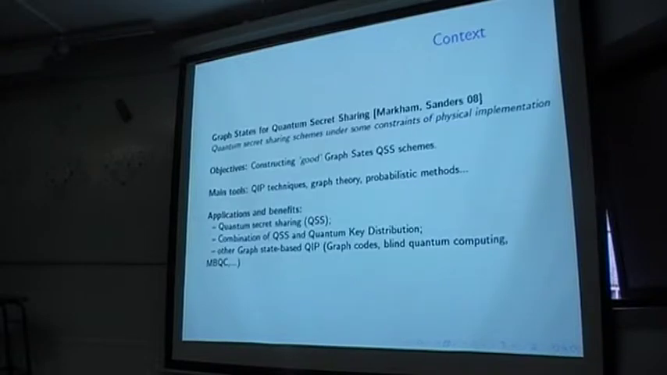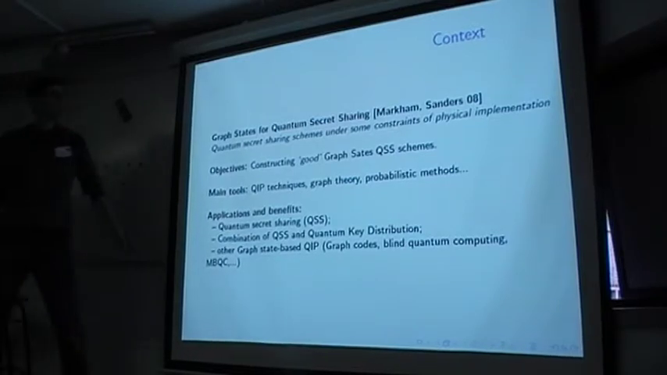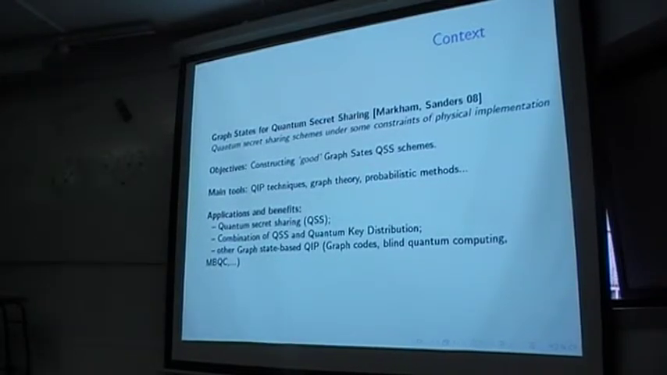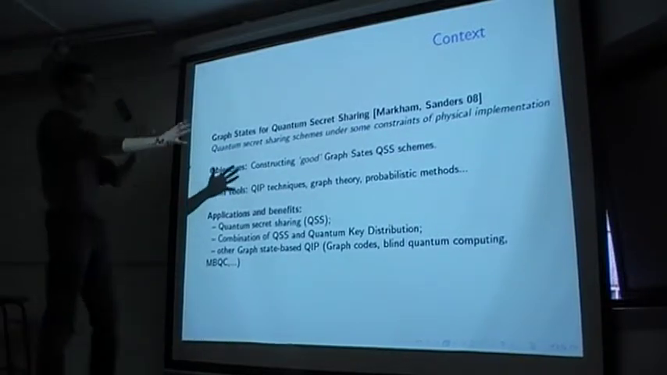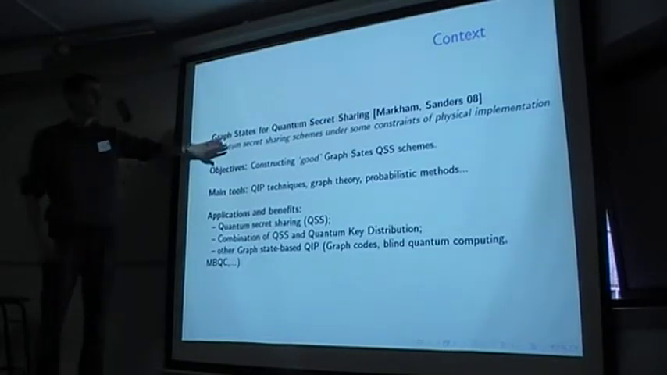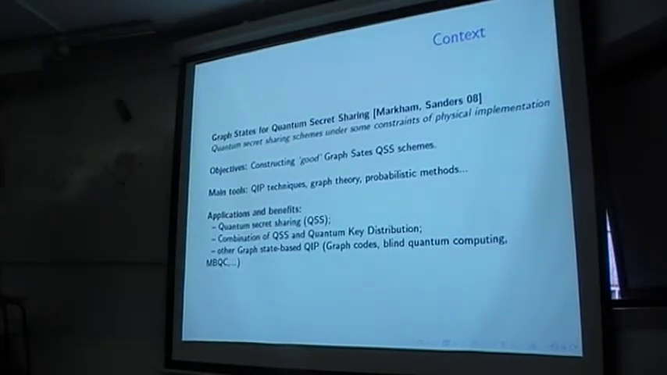Okay, so what is the context? The starting point of this line of research is this paper by Damian Markham and Barry Sanders, Graph States for Quantum Secret Sharing. The idea is to consider a particular family of quantum secret sharing schemes which are based on graph states. The motivation is that graph states are very promising in terms of physical implementations.